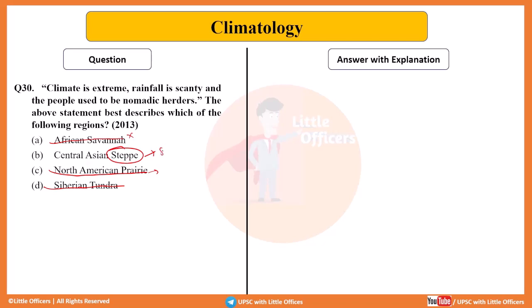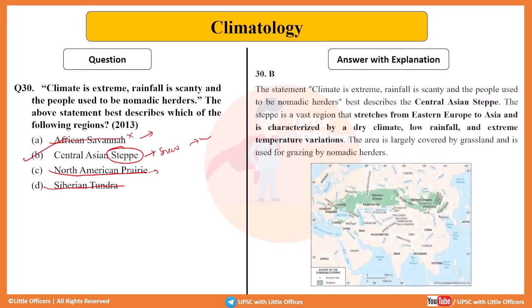In winters, you can see snowfall. In summers, it is going to be very warm. But in case of savannas, both in winters and summers, you can see almost warmer conditions, so it's not such extreme variation. So on this basis, you can say Central Asian steppes is the right answer. These are the steppe locations.